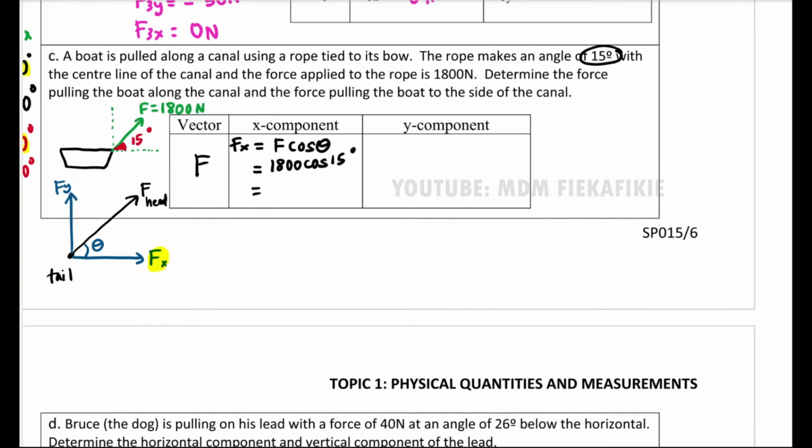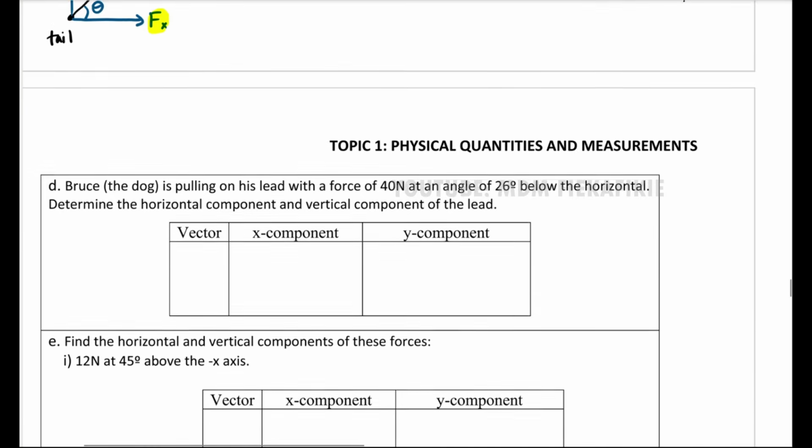And then the answer is 1738.67 Newton. For Y, upward, so it will also be positive, but sin theta. Okay, 1800 sin 15 degree. And the answer is 465.87 Newton. You practice pressing the calculator. You press one by one so that you are skilled and don't make mistakes. Okay? Okay, let's continue.